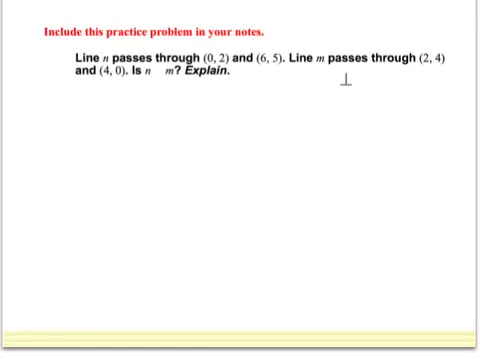Here's a practice problem for you, and don't forget to include this practice problem in your notes. It will be checked.